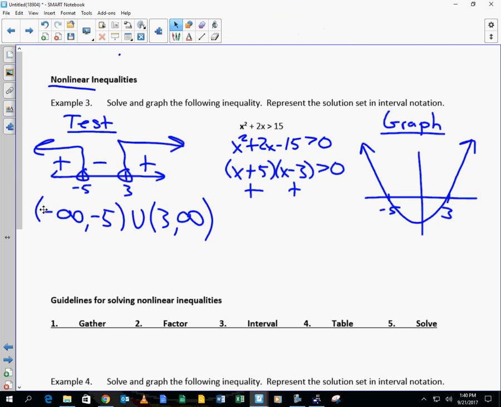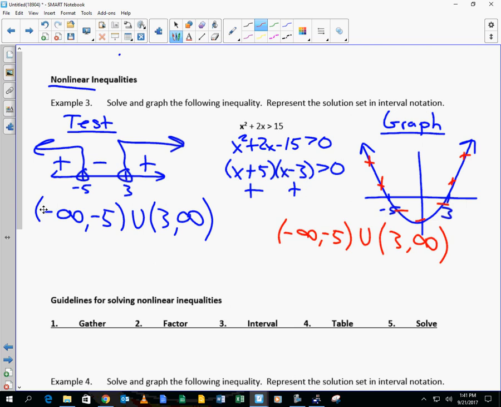And now let's re-examine our question. Are we wondering where this is positive or where it's negative? So graphically speaking, what does it mean to be positive? Above the x-axis. So am I positive here or negative here? Yeah, and you can see, so then from negative infinity to negative 5, I'm positive, union with 3 to infinity. It's between there that I'm negative. So I get the same result, don't I?